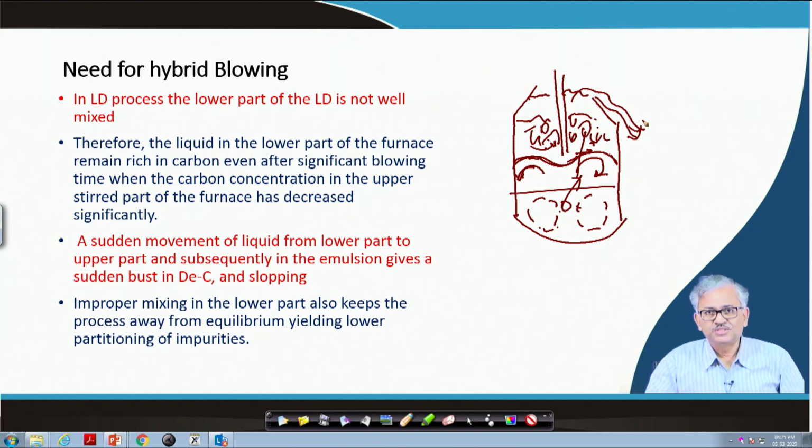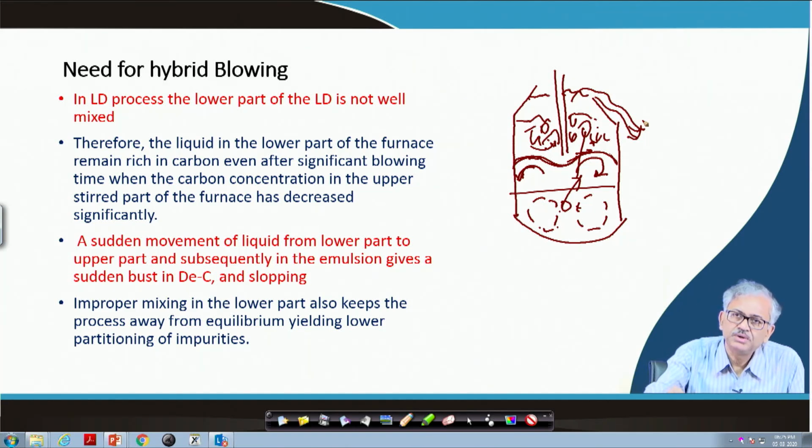Just like our sloppy nose, the LD mouth is also sloppy. So it is sloping, that is called sloping, okay. So the material will come down, and you have a lot of iron loss. So that can happen, okay.